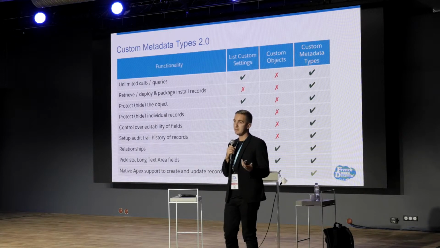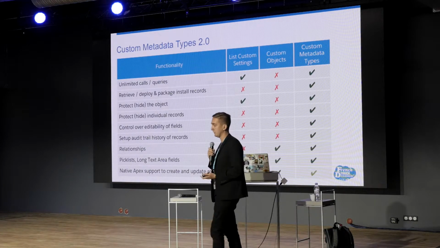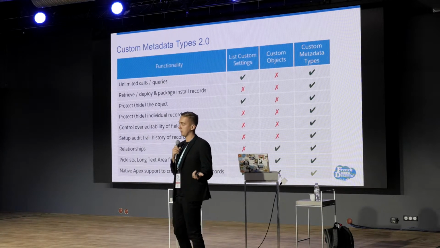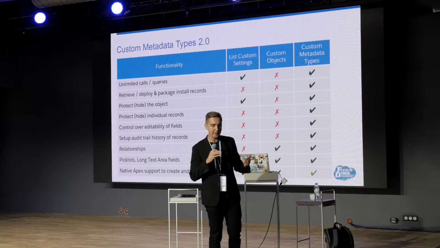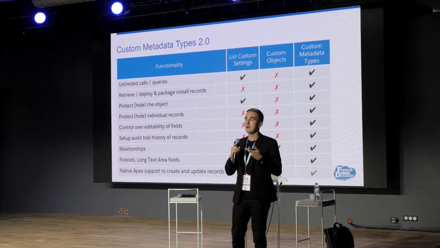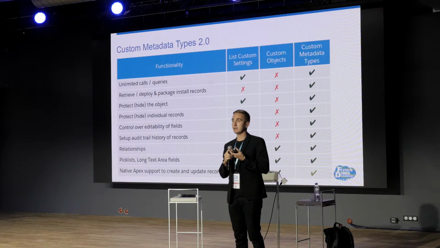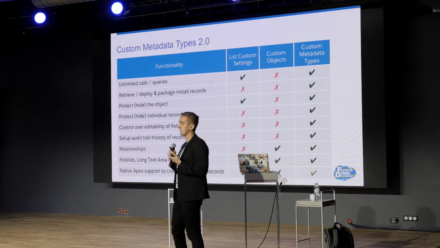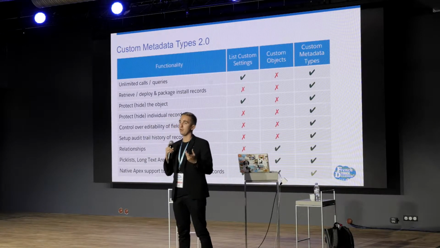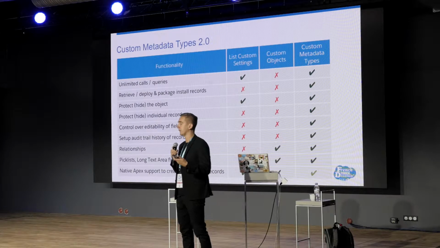Custom metadata types provide you unlimited calls, and the benefits on retrieve and deploy that we talked about. Then custom metadata types give you an amazing ability to manage records, fields, and objects. With custom settings, all you can do is hide the object, that's all. With custom metadata types, you can do way more, and I'm going to talk about it in later slides.